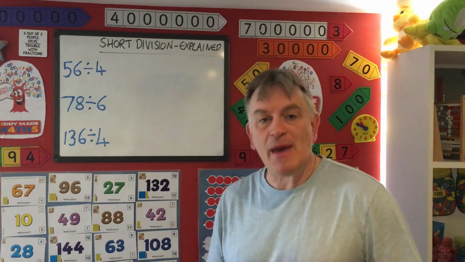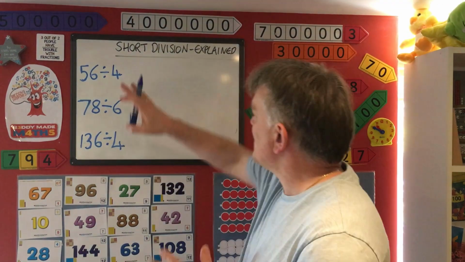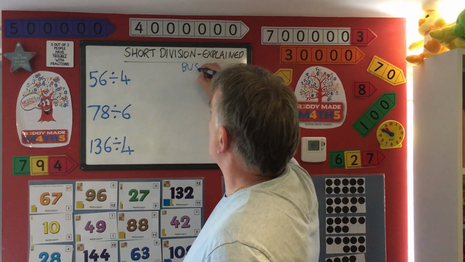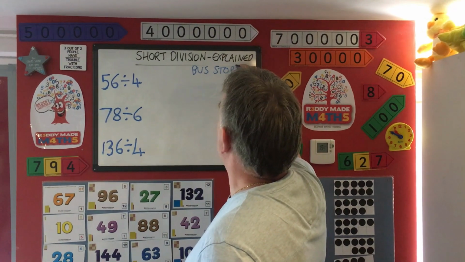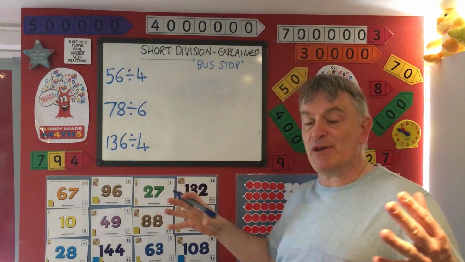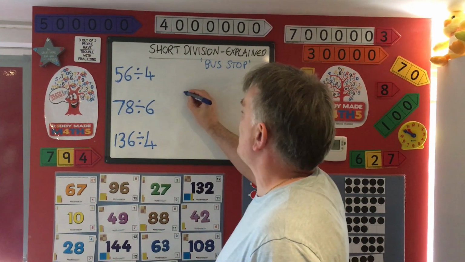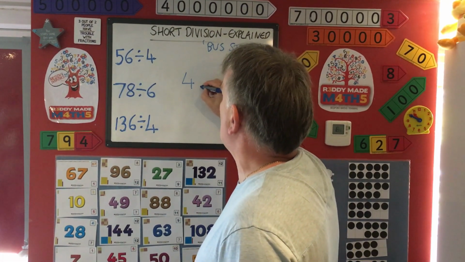So now let's get to the main part of today's session. The short division explained, or as it's colloquially known, the bus stop method, simply because the actual image looks a little bit like a bus shelter. So, 56 divided by 4. I want to have a look at that calculation now.